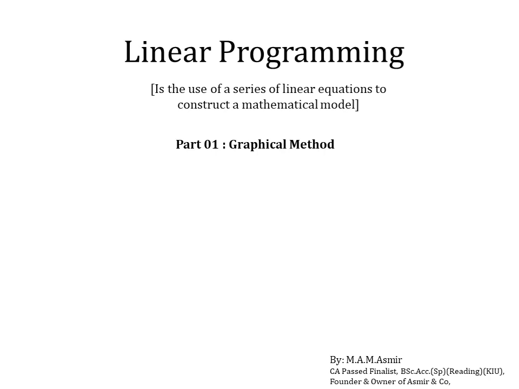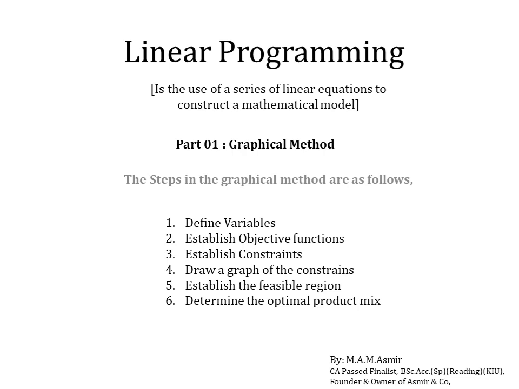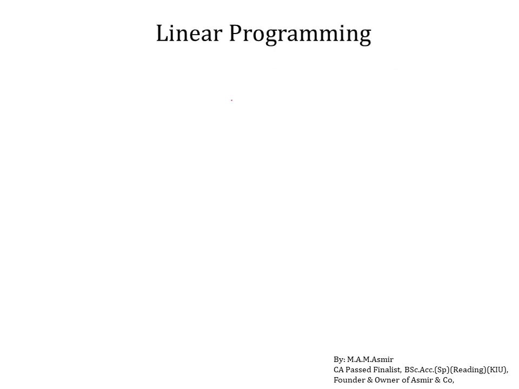There are two methods we can use to solve linear programming questions: the graphical method and the simplex method. In this chapter, we will see how to solve linear programming questions using the graphical method. The steps of the graphical method are: define variables, establish objective functions, establish constraints, draw a graph of the constraints, establish the feasible region, and finally determine the optimal product mix.